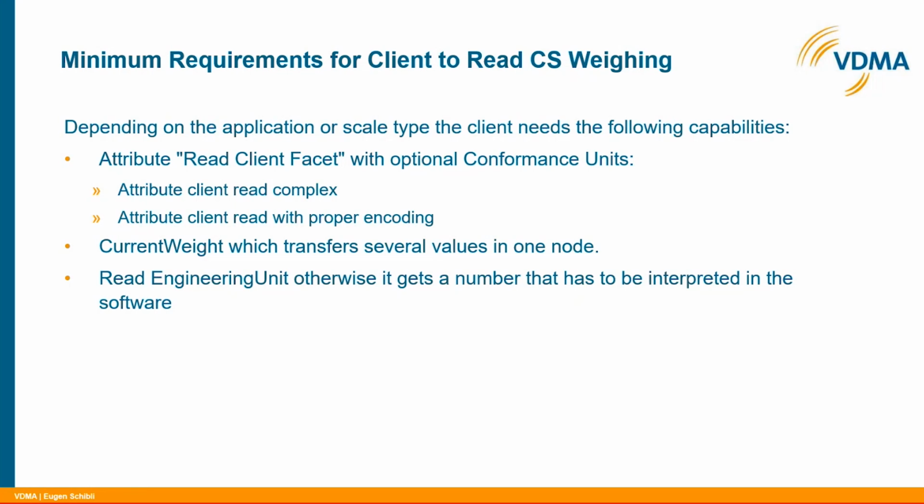Otherwise, you just get a numeric code, and you have to encode this in your software and allocate the right weighing unit to this number code. It provides a little bit more comfort. It's not impossible to use if you just get a numeric code from the engineering unit, but it is a higher comfort level if your client can manage that and get the right unit right from the beginning.